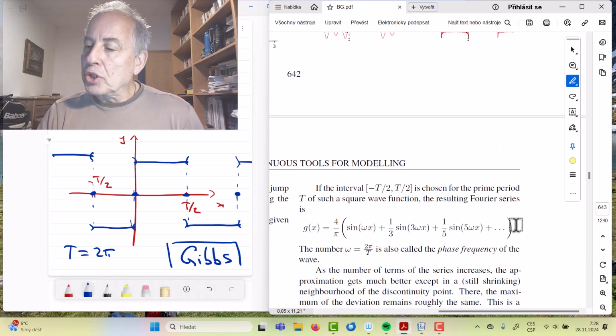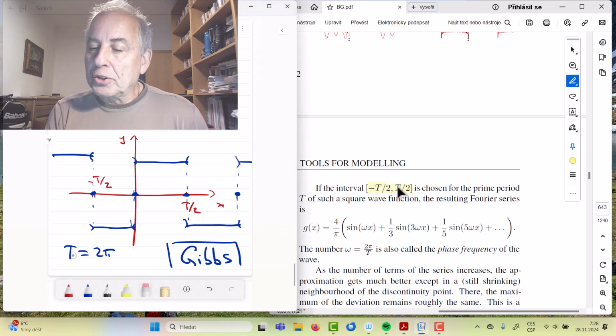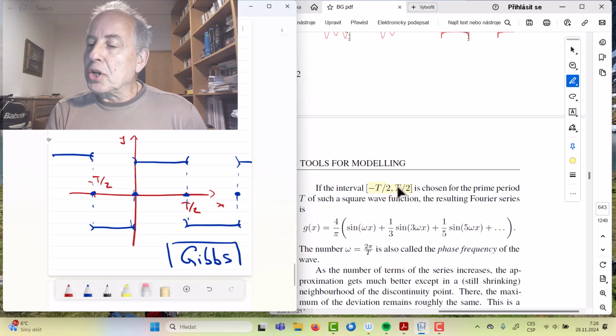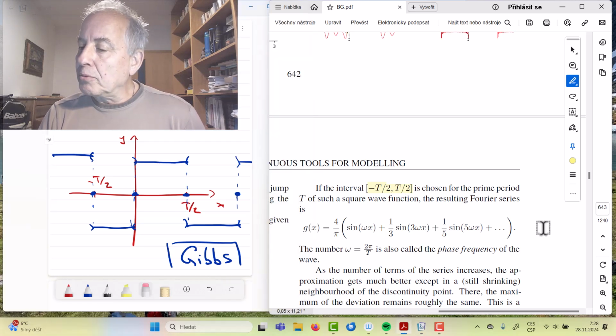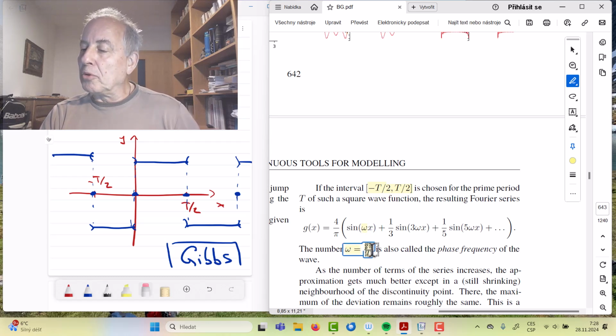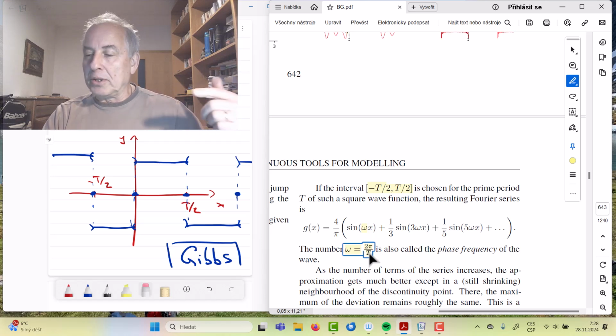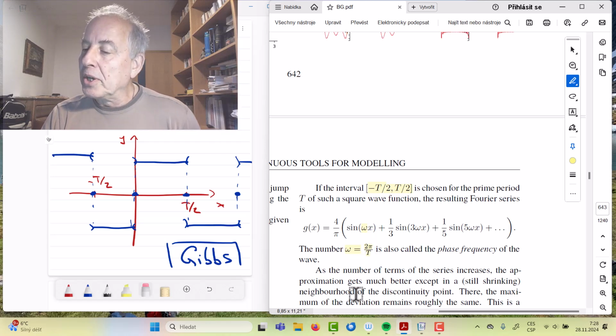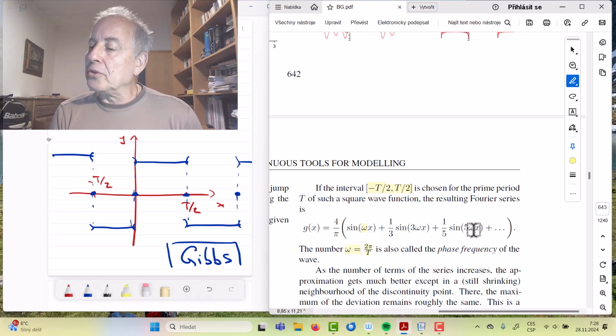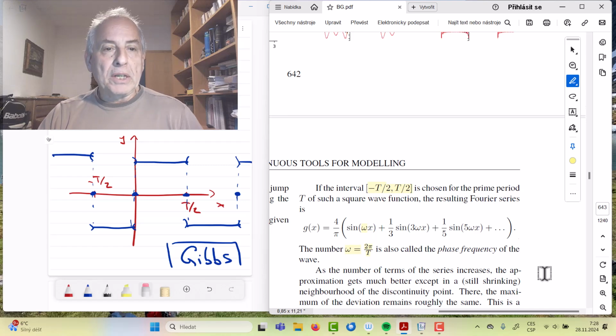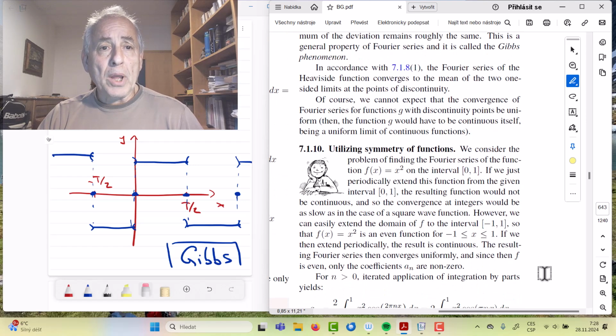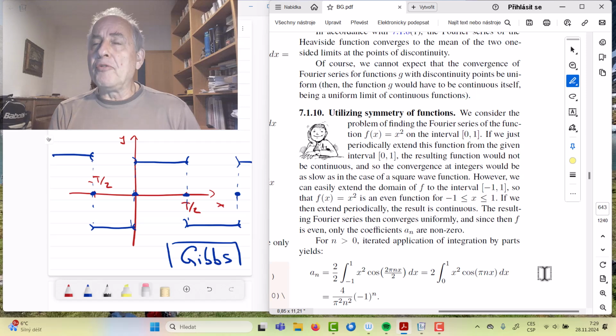Right, so of course, if we move to the general T, not this one, but the general one, then the result which we get involves omega, the phase frequency. So omega equals 2 pi over T is the ratio between the standard frequency and the period, and our period will appear here as a numerical rescaling constant. Right, so that's easy.